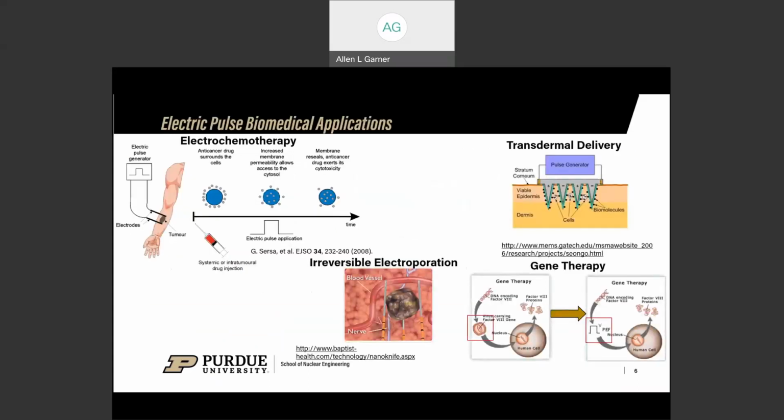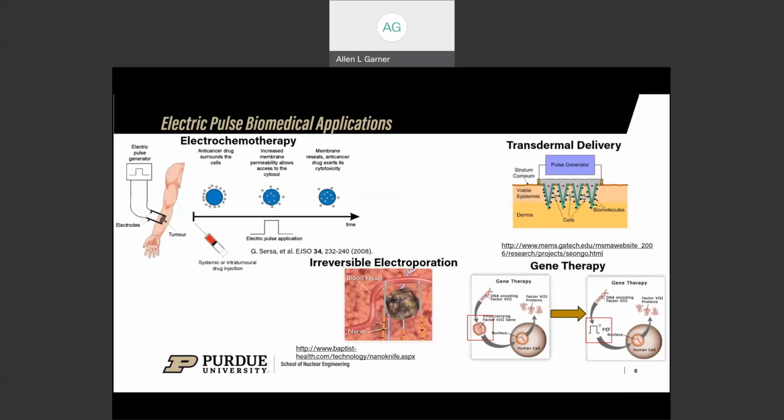So what do we use these things for? Well, electrochemotherapy, we talked about gene therapy, we mentioned irreversible electroporation. People are looking at nanosecond pulses. Rich Nuccitelli works for a small company out of the Bay Area. They're looking at nanosecond pulses for things like liver and prostate. There's also transdermal delivery. So you can see that there's a broad array of electric pulse biomedical applications related in some way to cancer treatment.